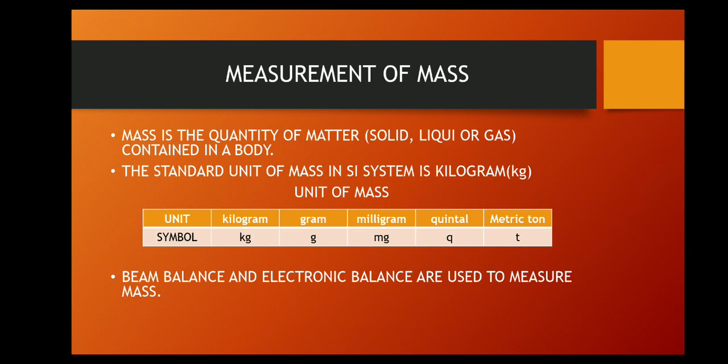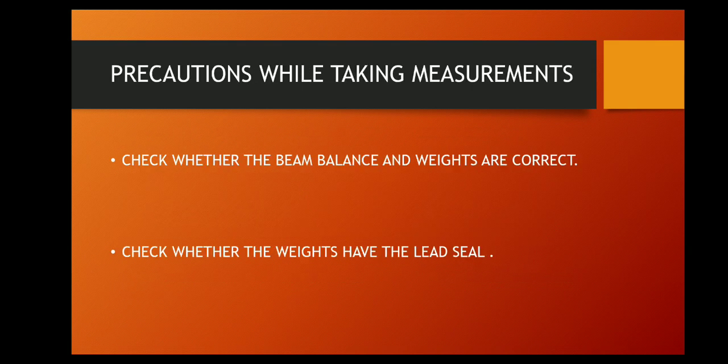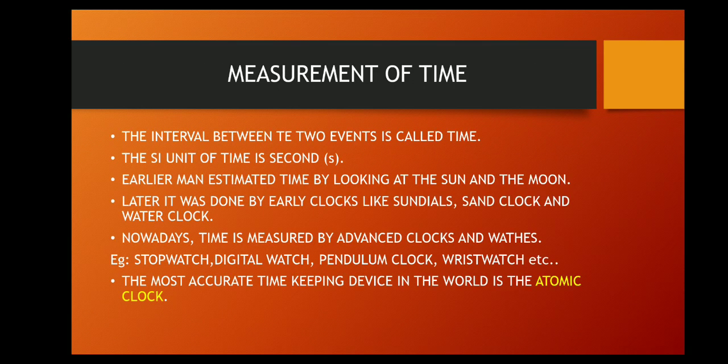Beam balance and electronic balance are also used to measure mass. Let's see what are the precautions to be taken while taking measurements. Check whether the beam balance and weights are correct. Check whether the weights have the lead seal.